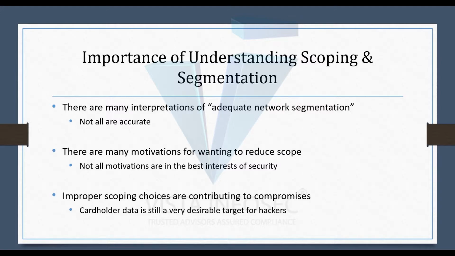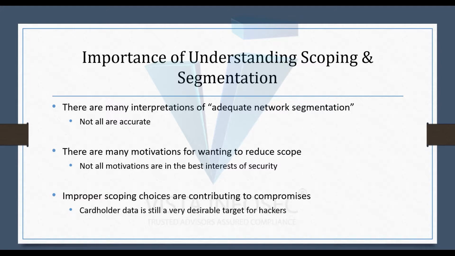We have done more than 100 PCI assignments over the years, and understanding scoping and segmentation is extremely important. There are many interpretations of what you mean by adequate network segmentation, and please understand, not all are accurate. So what do you mean by adequate?